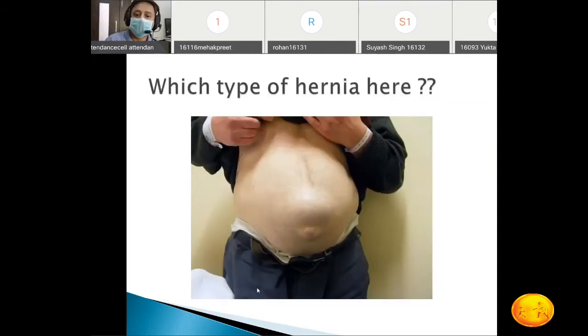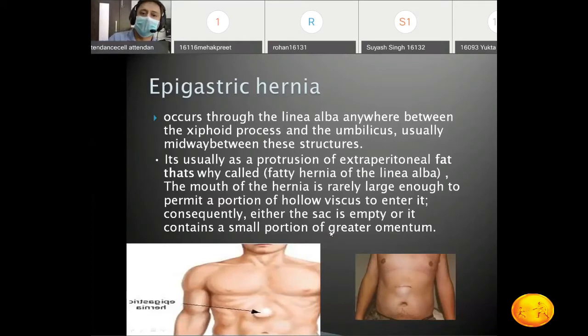Now, can you identify this hernia? This is above the umbilicus, between the xiphisternum and the umbilicus. So this is an epigastric hernia. This occurs through the linea alba, anywhere between the xiphoid process and the umbilicus, usually midway between these structures. It usually has protrusion of the extraperitoneal fat. That's why it's called a fatty hernia of the linea alba. The mouth of the hernia is rarely large enough to permit a portion of the hollow viscus to enter it. Consequently, either the sac is empty or it contains a small portion of the greater omentum.